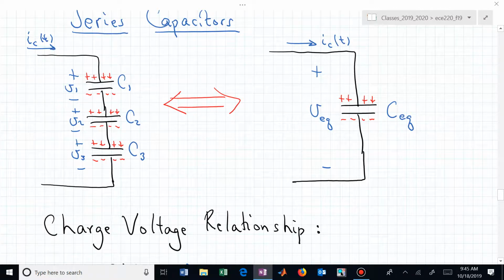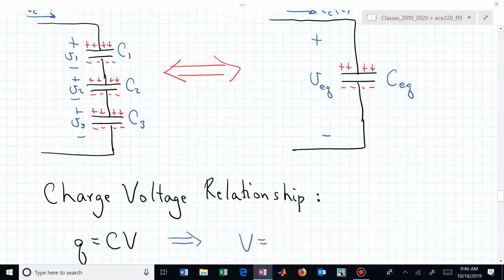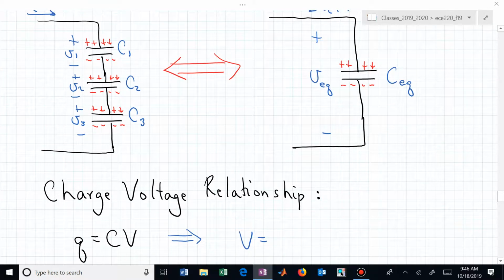Anyway, we have plates that are separated by this dielectric. We're combining them in series. They share the same current. I sub C is the same, and the charge actually is the same. And we know that the charge-voltage relationship of a capacitor is Q is equal to CV. That's where we get ice.